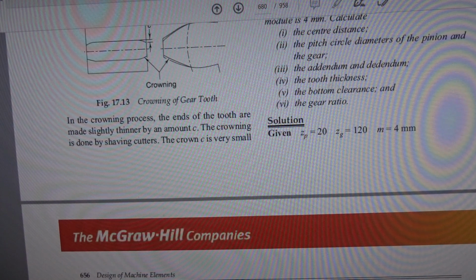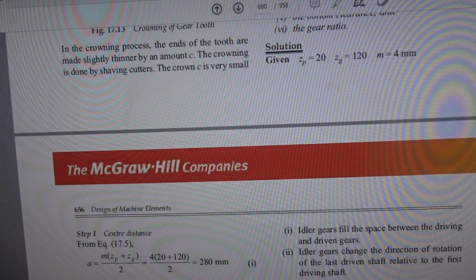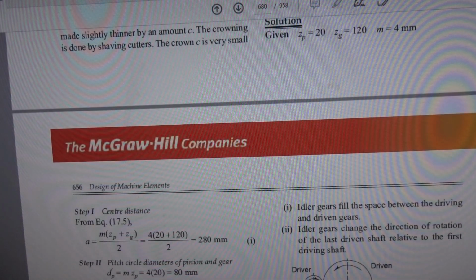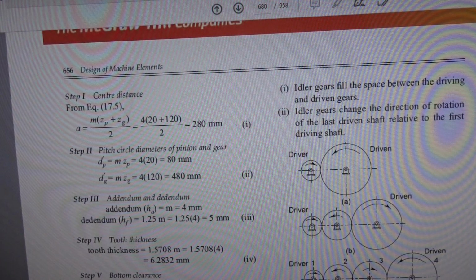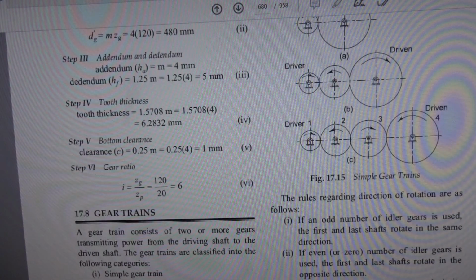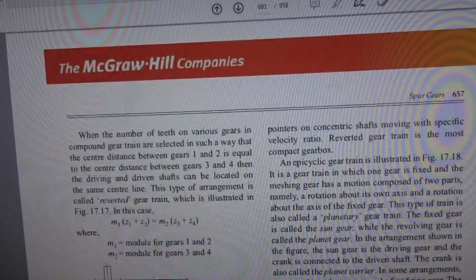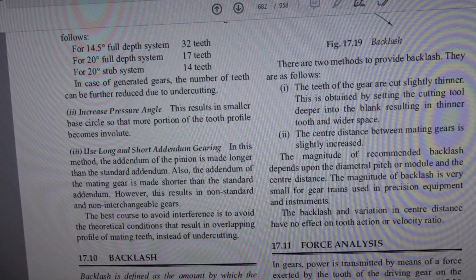This one is the center distance. Pitch circle diameter of the pinion dp dash is equal to m zp. So for the pinion it is 80, for the gear it is 480. Addendum, dedendum, everything you know, simply use the formulas. Gear ratio is the number of teeth on the gear divided by the number of teeth on the pinion. So 120 by 20, this is 6. Gear train, no need to explain the gear train. So directly I go through another backlash.